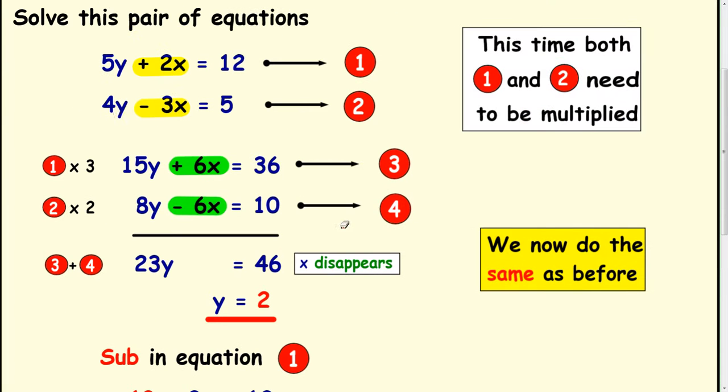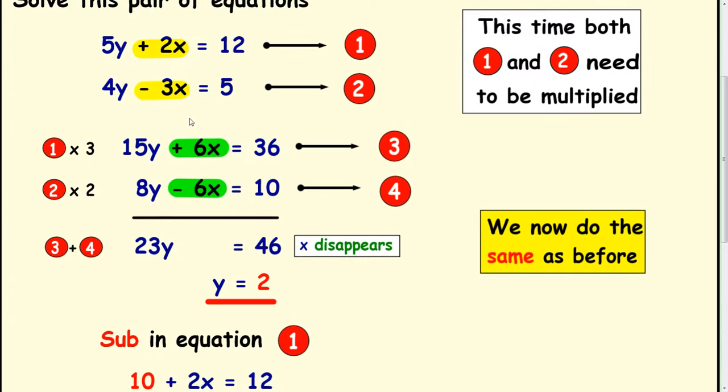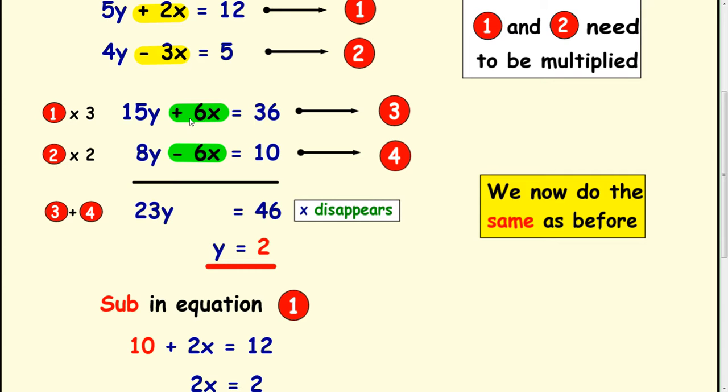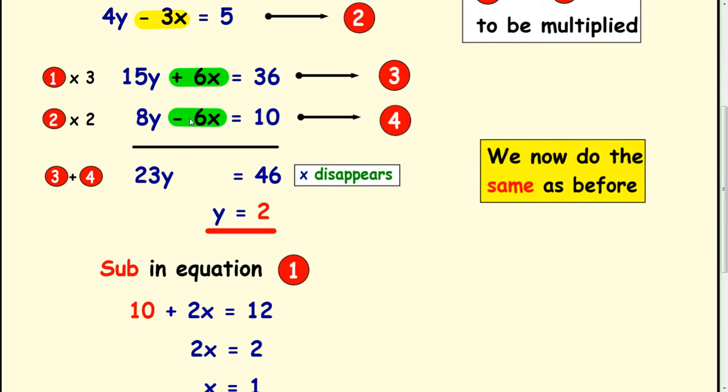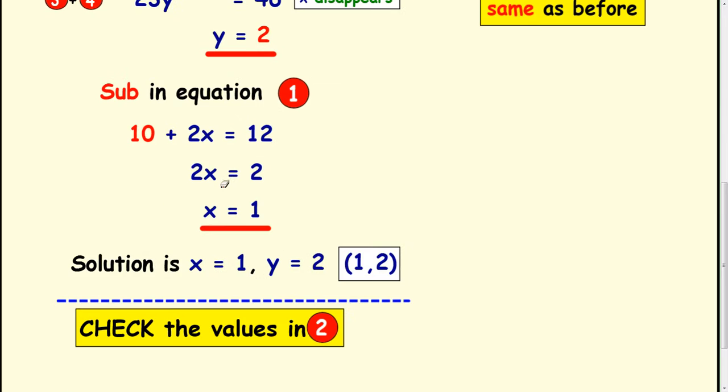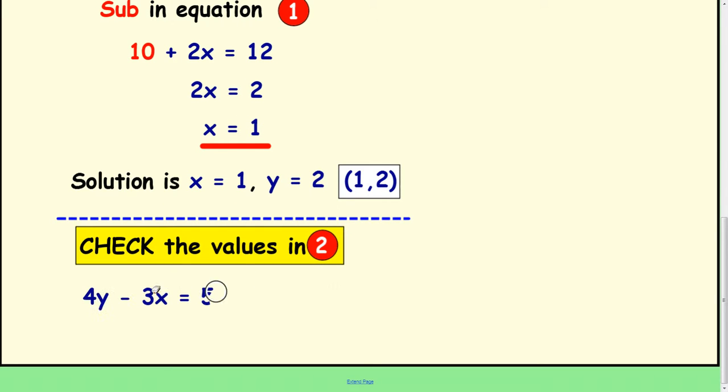Now just to finish off here, we'll just double check it works in equation 2. And that makes us confident, particularly in the exams. If you check in the question, or the other equation, you can be sure you've got the right answer. So 4y take away 3x equals 5 is the equation.